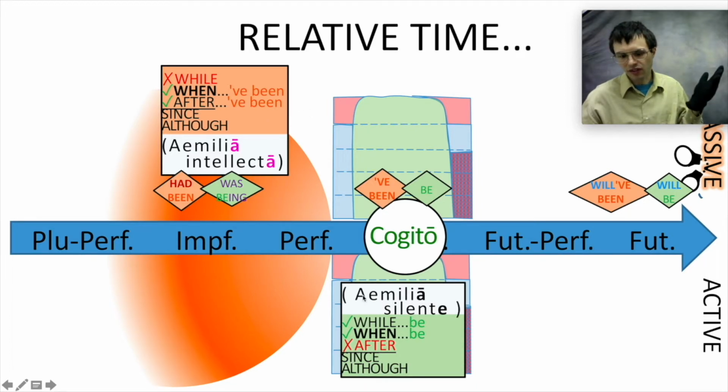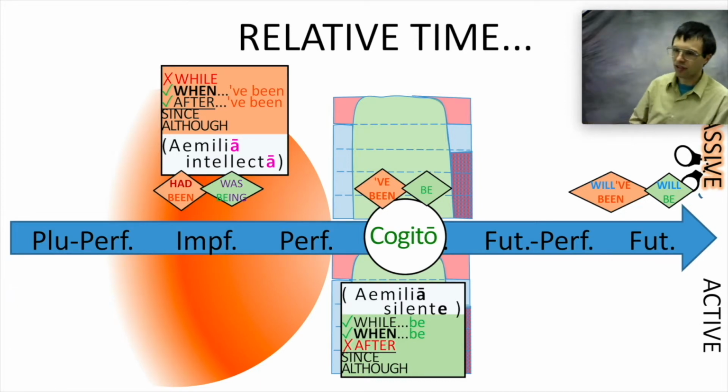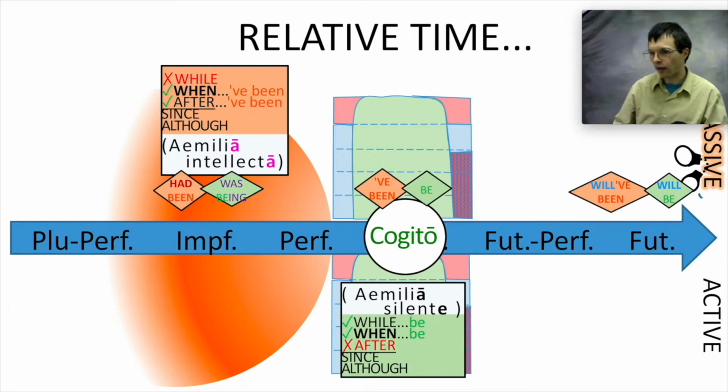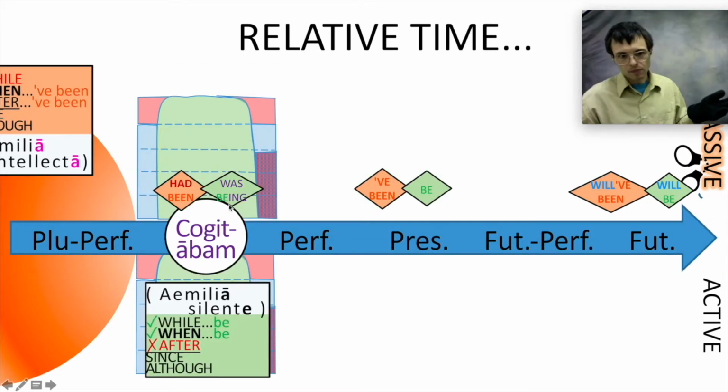It makes no sense. Same down here in the green, while and when work with be forms like is, are, will be, was being. The three green diamonds here are all be forms. Those work really well with when and with while. But it really just doesn't work very well to say after is. You would do better to pick when is or while is. So you'll use a green be form with a present active participle like silente, or an apostrophe ve form with a past participle like intellecta.